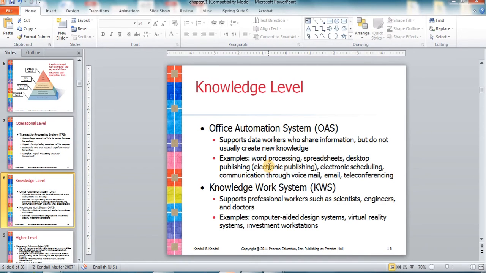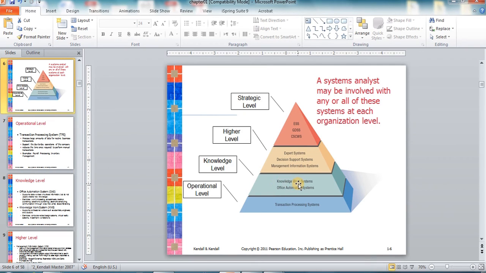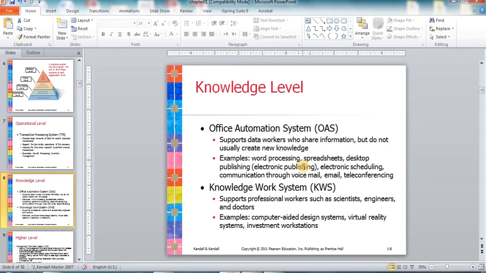electronic scheduling, calendar software, communication software. All of these are types of software that will help and support the directors and managers at this level to be able to communicate with the employees to get the data that they produce from the TPS software, and to organize this data and save it in a meaningful format, and to be able to produce meaningful results from it.